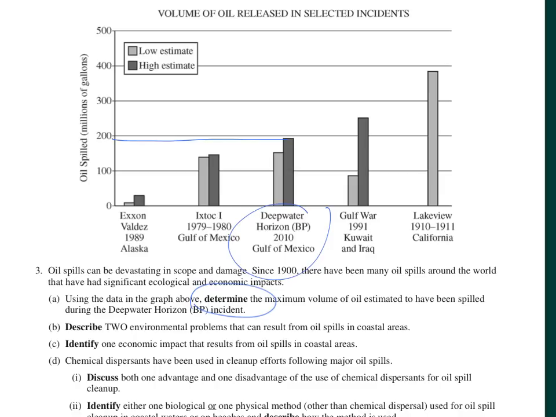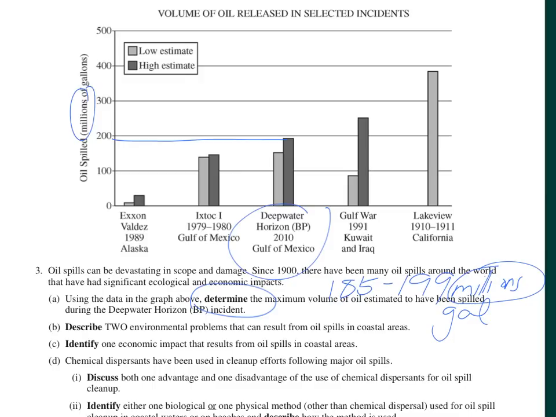There will be some acceptable range. This year, they accepted the range between 185 to 199 millions of gallons. Some of the mistakes that students made that year was that they forgot to put the word million. So if you just put 185 gallons, that is not correct because this is millions of gallons. So be very careful about that.